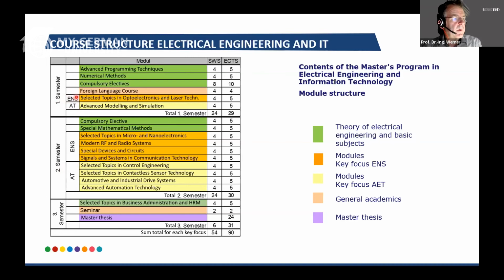So you see for ENS, we have the electronics part, which is optoelectronics, micro nano electronics. And for the communications part, we have RF and radio devices, signals and systems, and also devices and circuits for the electronics part. For the automation, we have some modeling and simulation, control, sensors, drives, and automation. So this is the focus automation engineering.